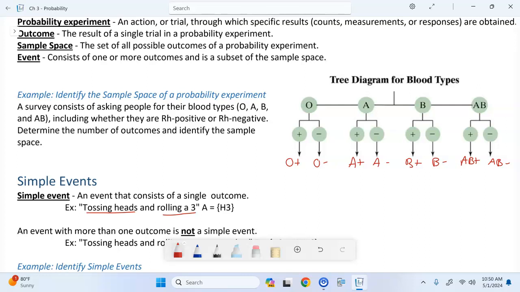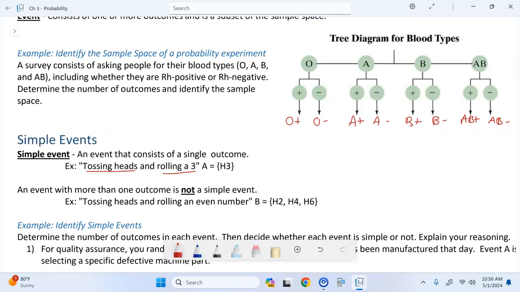But if I'm looking at tossing the coin and rolling an even number, because now I have more ways of getting an even number, it's a not simple event because I have 3 different ways that I could reach that specific outcome. I could flip and get heads and a 2, I could flip and get heads and a 4, or I could flip and get heads and then roll a 6. So I have 3 different ways that I can get that outcome. Then it is a not simple event.